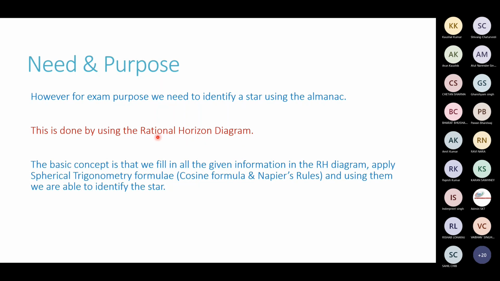Now, when we use the rational horizon diagram for identifying a star, the basic concept which is used is that we fill up all the given information to us. Whatever information is provided to us in the question, all that information is filled up in the rational horizon diagram. Now, once you fill that up, the rational horizon diagram will give you the PZX triangle.